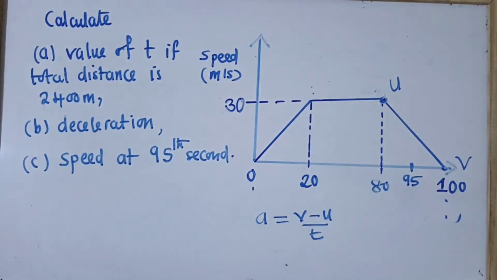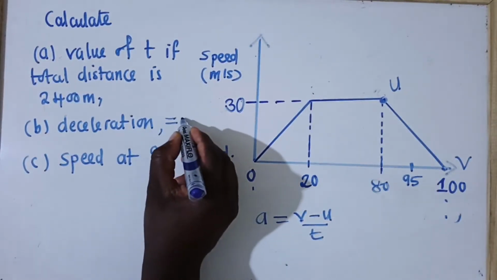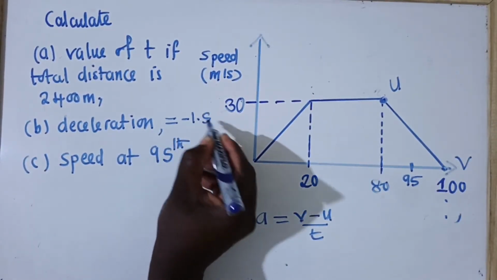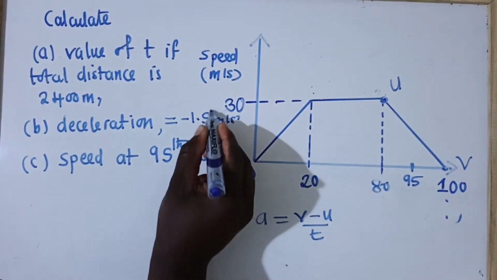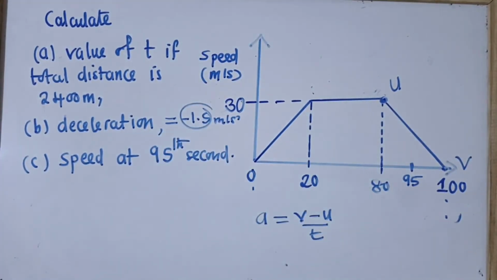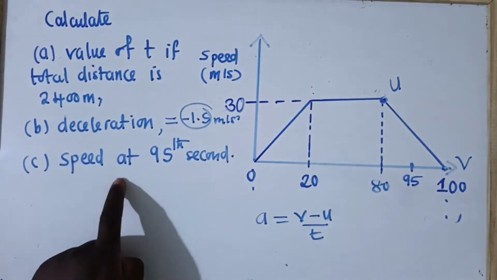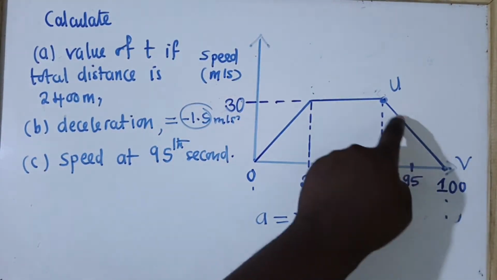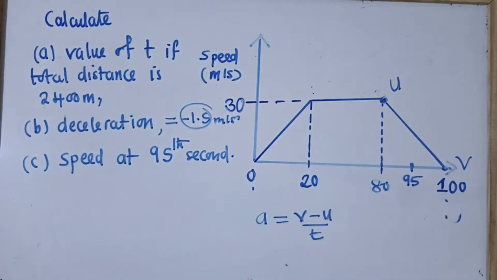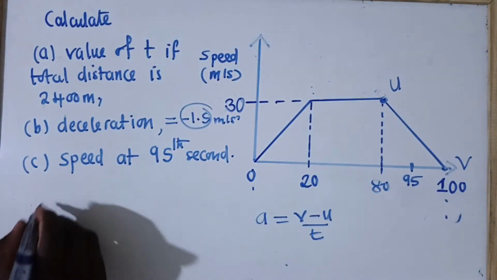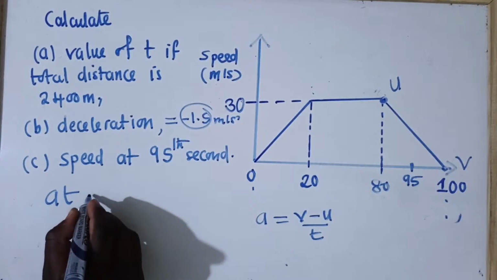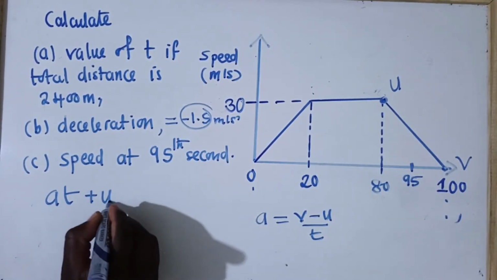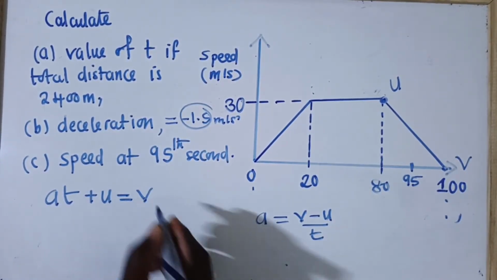This is the formula we're going to use to answer question C. Since we know that deceleration, the answer here, is negative 1.5 meters per second squared. This is deceleration. So we need this deceleration to answer this question, because 95 is found right here where it's decelerating. So we shall say AT plus U is equal to V.